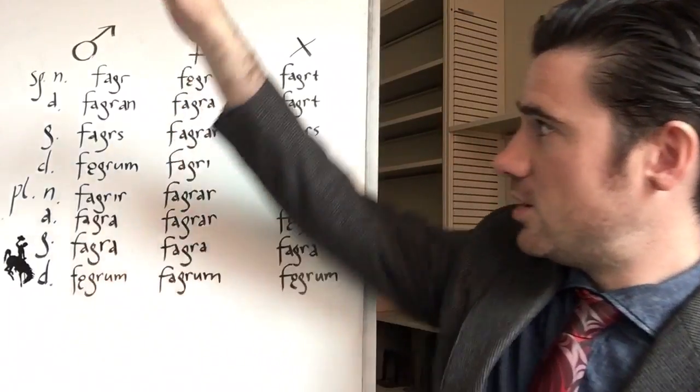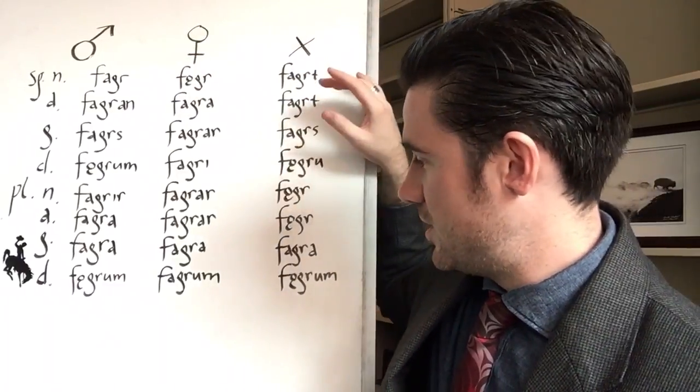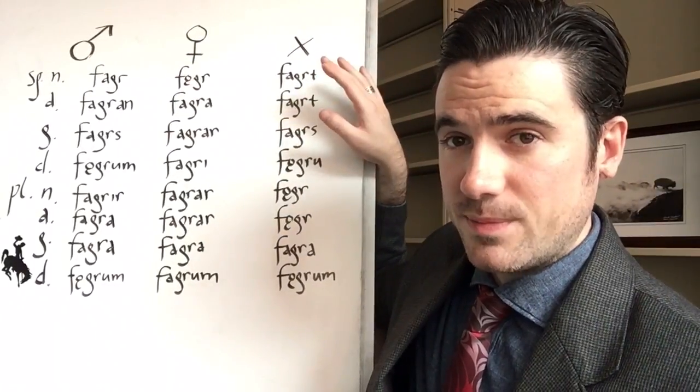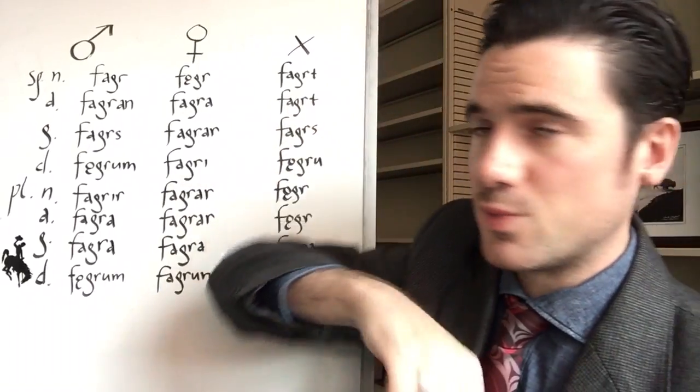Notice that here, that R stays in every ending. The other endings are added to it because it's part of the core of the word. So let's look at how one of these works.